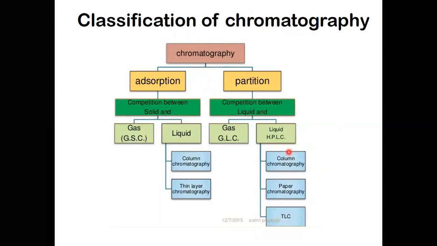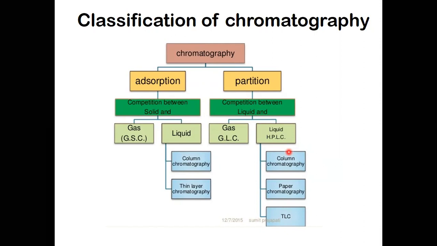This slide shows one type of classification of chromatography on the basis of retention mechanism. There are two types of retention mechanism that can be involved in the retention of the solutes: adsorption and partition. In adsorption, the stationary phase is solid and the mobile phase can be liquid or gas. When it is liquid, it can be column chromatography or thin layer chromatography.